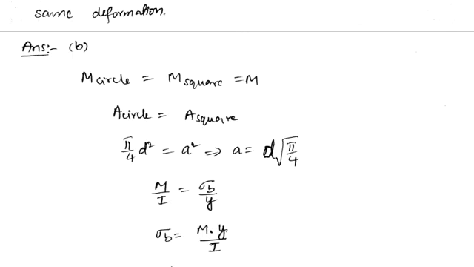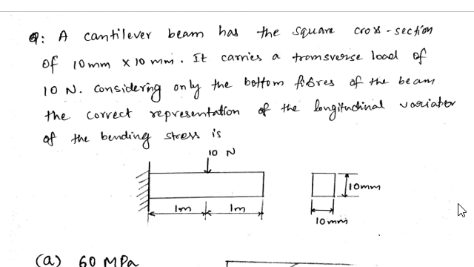And if you see the next question, a cantilever beam has the square cross section of 10 mm by 10 mm. It carries a transverse load of 10 newtons. Considering only the bottom fibers of the beam, the correct representation of longitudinal variation of bending stress is.